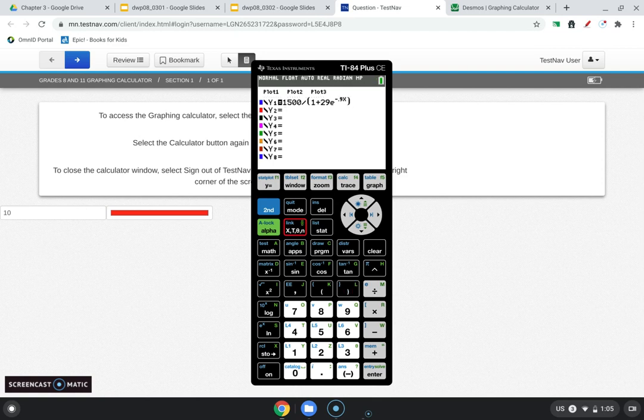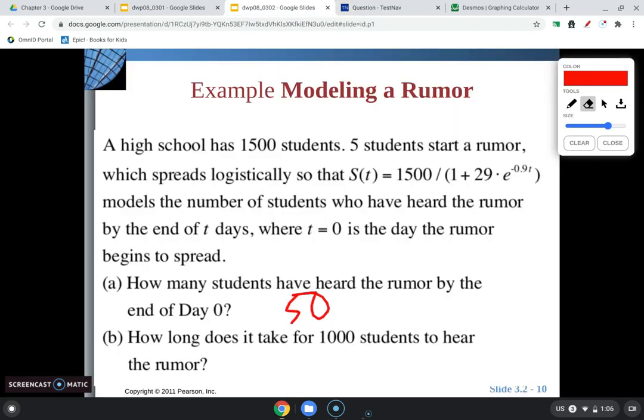All right, so we want to build a table. We're going to go second table set. Let's start at 0 and go up by 1s. This isn't working. That's got to be a negative sign. Let's change that. There we go. Now it should work. So we can see that it's between about day 4 and day 5. So for that one, it's going to be between day 4 and day 5.